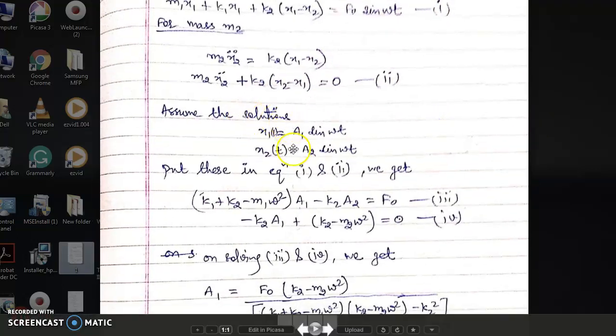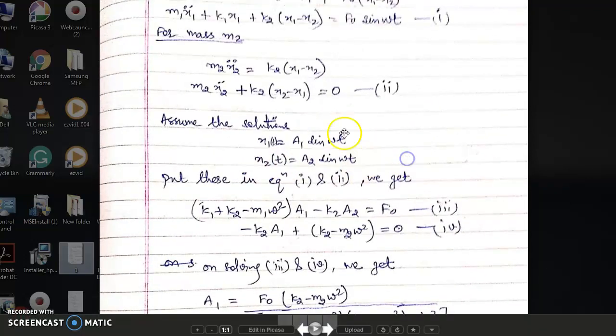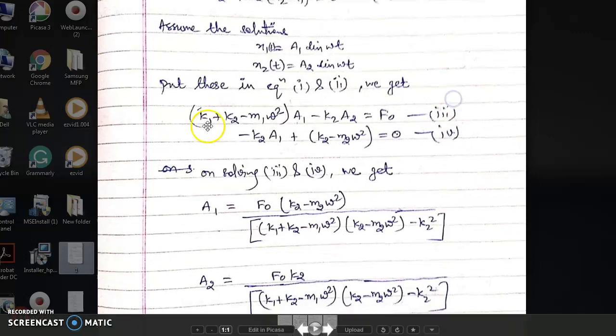Now I am assuming the solution. x1 of t is equal to A1 sin omega t, x2 of t is equal to A2 sin omega t. This we have assumed previously also. Same here, no difference. And I am putting this solution into equation 1 and 2. What will I get? K1 plus K2 minus M1 omega square into A1 minus K2 A2 is equal to F0, and these equations 3 and 4 we will get by putting this solution into the equation 1 and 2.